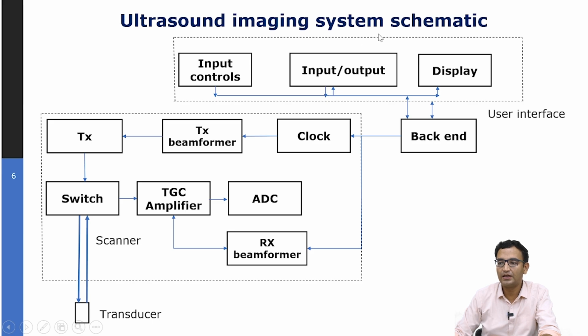Here I am showing a schematic of an ultrasound imaging system. There's a user interface which has input-output controls. There's a display. Then you can think of the main scanner unit with some important components such as the clock, the transmit beamformer, the transmission system, the switch, the transducer itself, the time gain compensation amplifier, the analog to digital converter, and the receive beamformer. And then there's a backend for processing and display. So we'll just take a very brief overview of these different components of the ultrasound system.